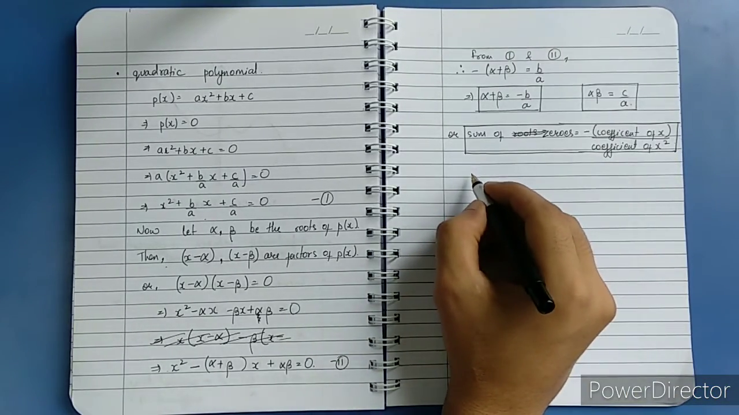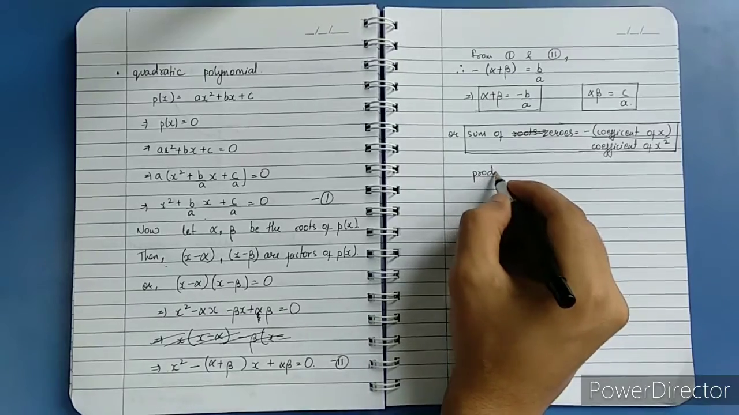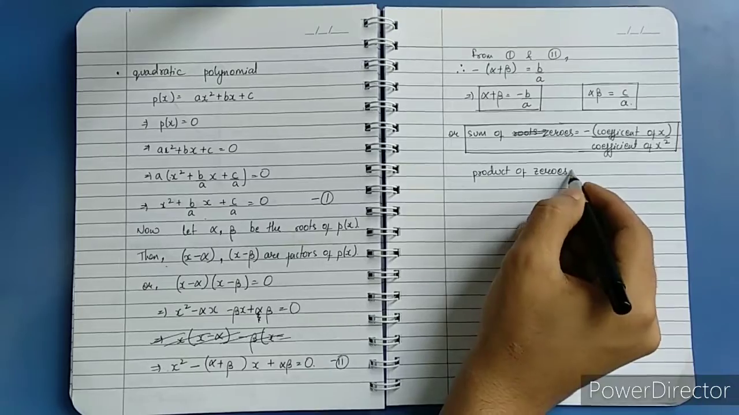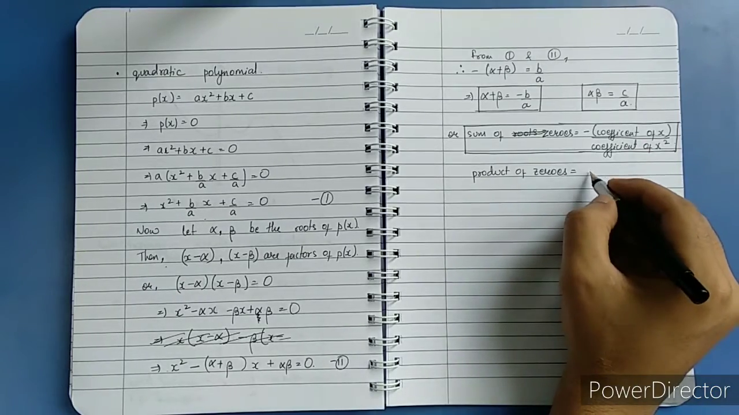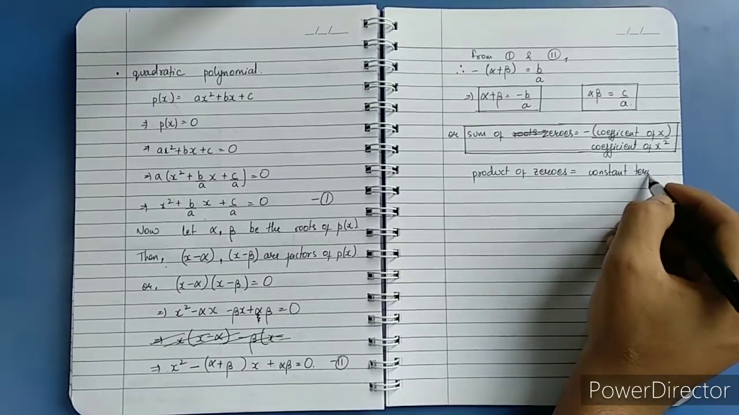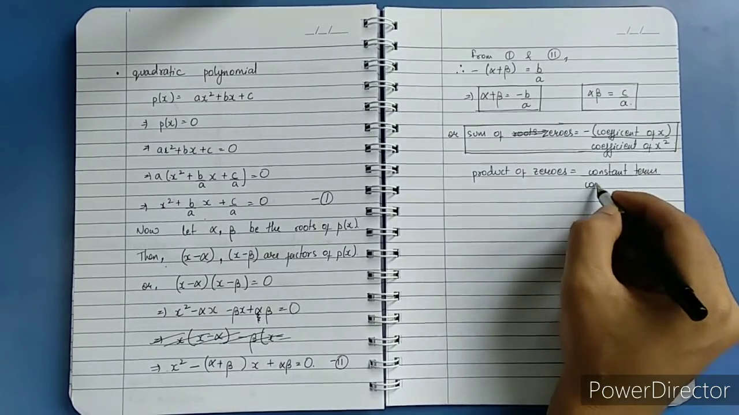And the product of zeros is equal to c, the constant term, divided by a, the coefficient of x square.